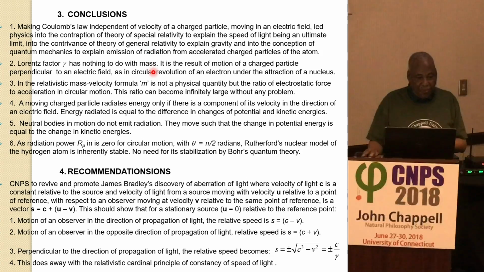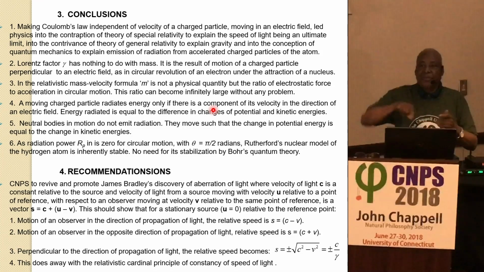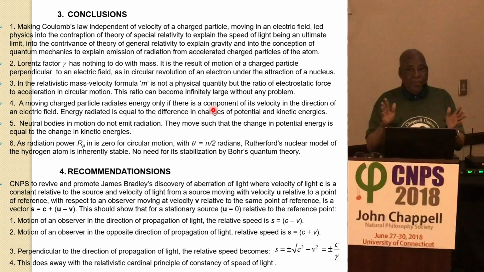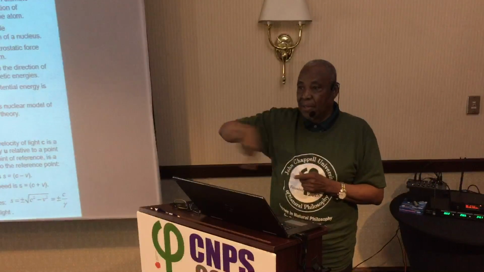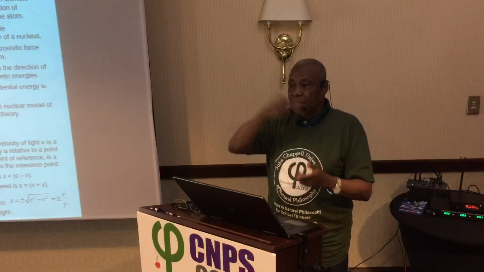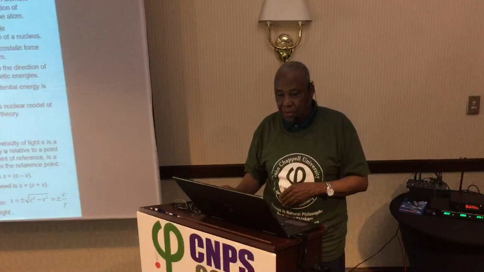Number 4: a moving charged particle radiates energy only if there is a component of its velocity in the direction of an electric field. So a charged particle moving round in a circle around a nucleus does not radiate. But if it is dislodged, if it somehow received a knock and it is dislodged from the circular path, it radiates energy at the frequency of revolution before reverting back into the stable circular orbit.